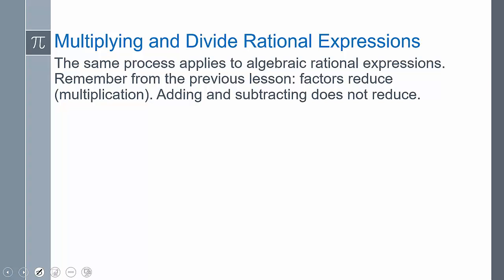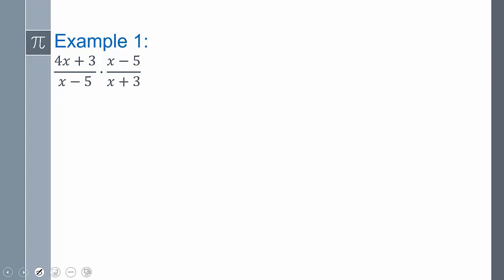Now remember, if we see adding and subtracting, those are not factors, so don't reduce. So here, these are my factors, and if it helps you to put parentheses around them, put parentheses around them. These x minus 5s, those are going to cancel out, and so you're going to get 4x plus 3 over x plus 3. Pretty straightforward. Nothing else. Those 3's don't cancel out, those x's don't cancel out. Why? Because these are not factors.